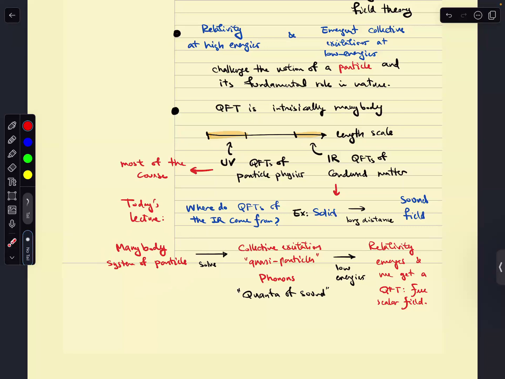we're describing a many-body system of particles. We're going to solve it. We're going to find collective excitations, quasi-particles that I've mentioned in the past. Here, the name that goes with them is phonon, quanta of sound. We're going to take a low energy limit and see that relativity emerges in the infrared. And we get a quantum field theory, which is a free scalar field theory. So this is some set of words that I said in the past two lectures. We're going to see an explicit example of that today.